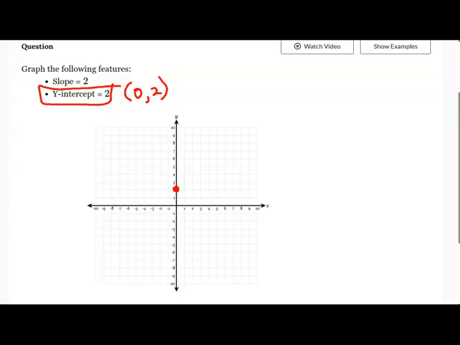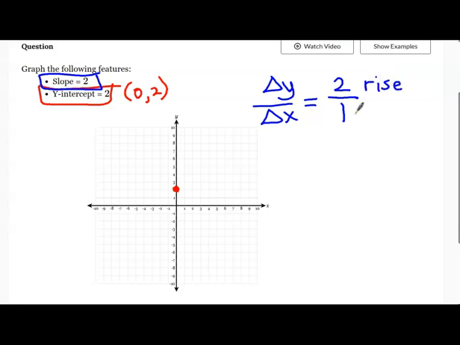Then, in order to draw the line, you will need to follow the slope. Slope is always a fraction. If your value is not a fraction, then you will need to fill in an invisible 1 in the denominator. That will tell you how much you change along the y-axis, also known as the rise, and how you change along the x-axis, also known as the run.